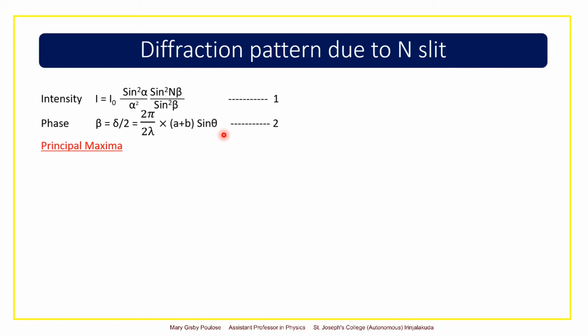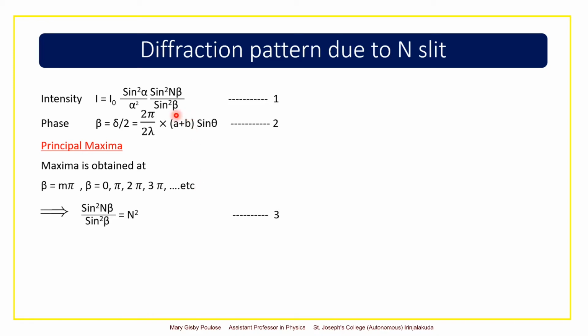Now, the points of principal maxima are obtained when β is an integral multiple of π. That is, if we give values for the integer m, we have β equal to 0, π, 2π, 3π, etc. So in that case, the term sin²nβ/sin²β has its denominator tending to 0.